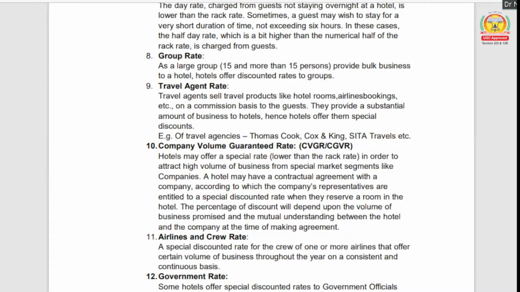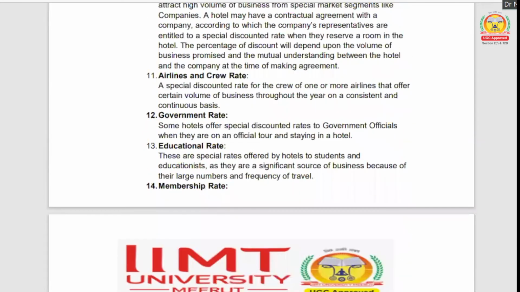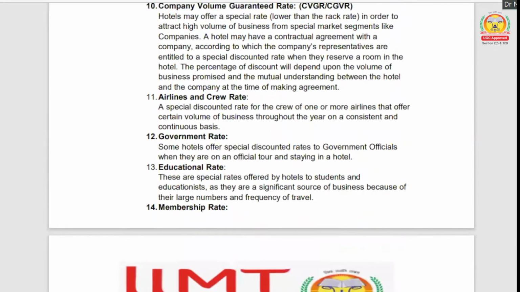Now another one is company volume guaranteed reservation. A hotel may offer a special rate lower than the rack rate in order to attract a high volume of business from a special market segment. Like companies, a hotel may have a contractual agreement with a company. There will be a contract between the company and the hotel, according to which the company representatives are entitled to a special discounted rate when they reserve a room in the hotel.